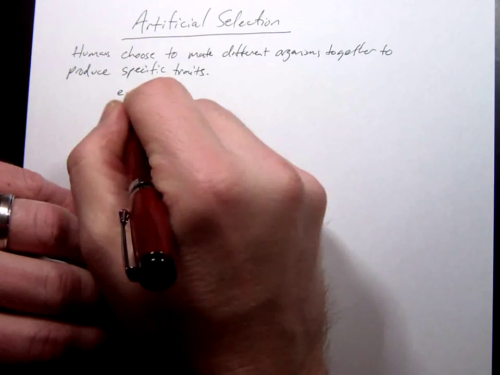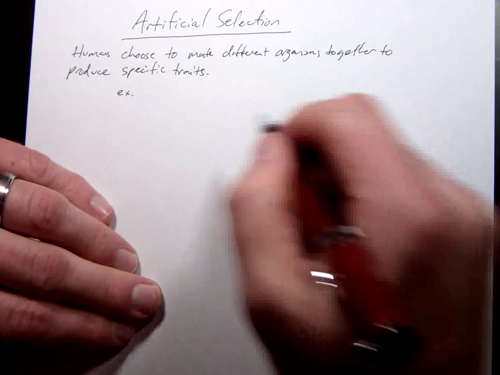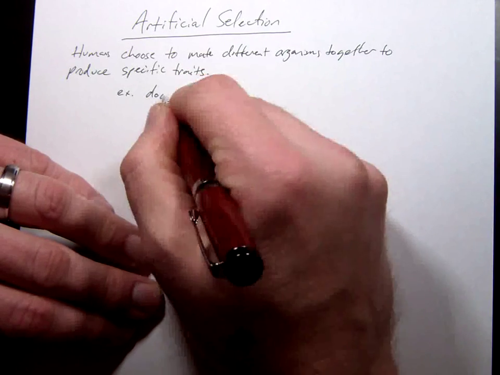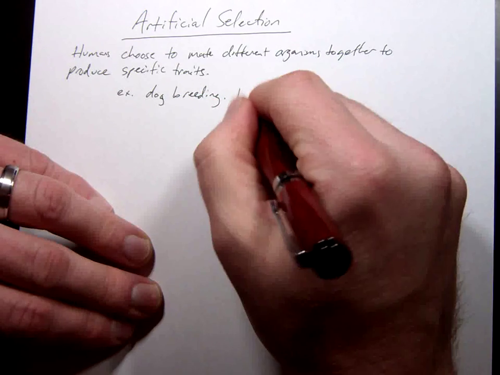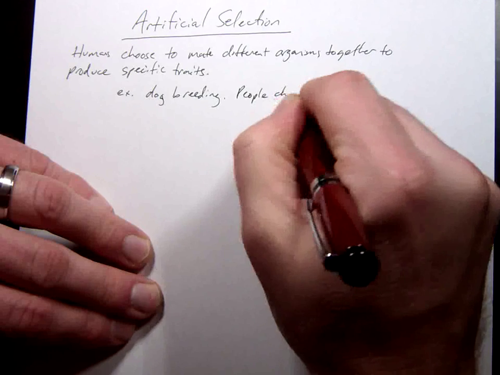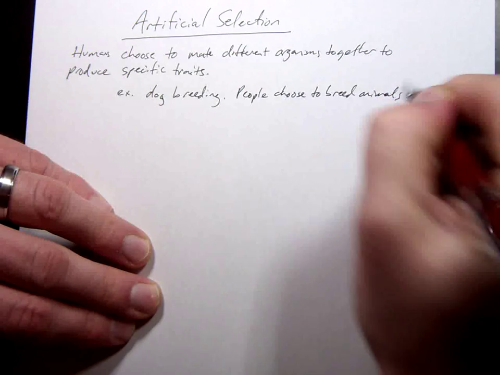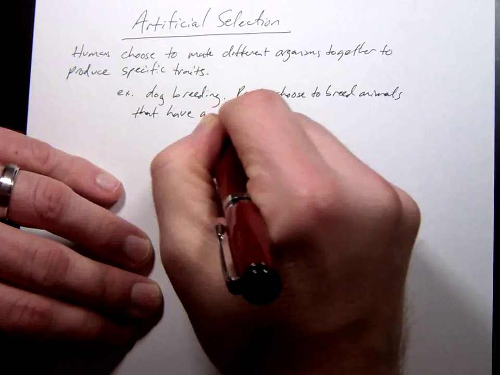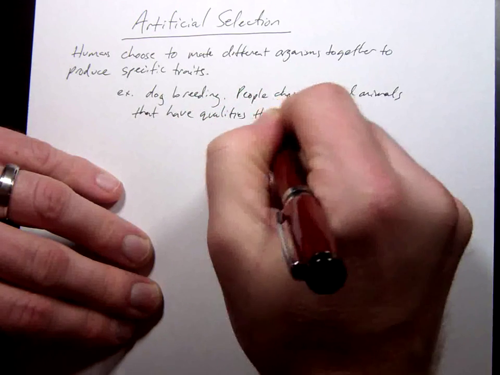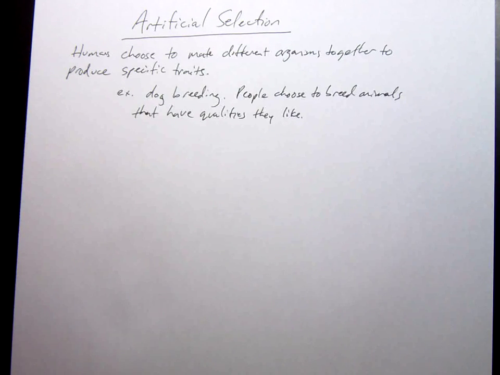Okay? A good example is what we just watched there, and even more so than that, an example would be dog breeding. People choose to breed animals that have qualities they like. So, you know, Salukis and Greyhounds are fast.